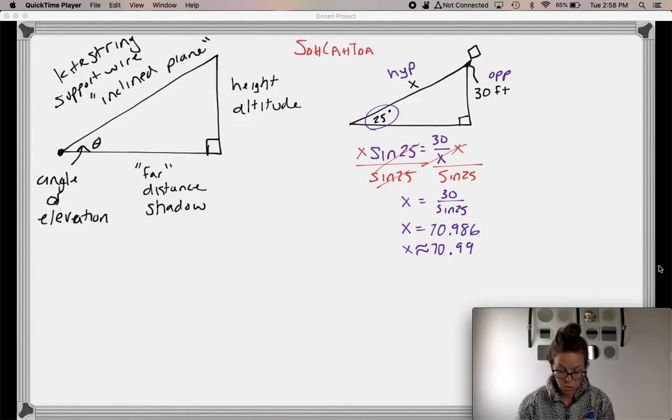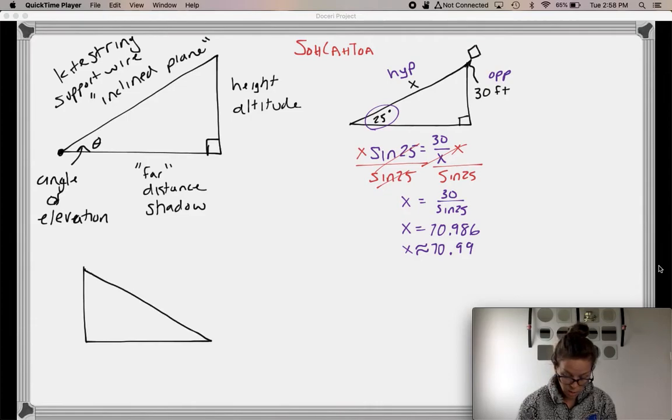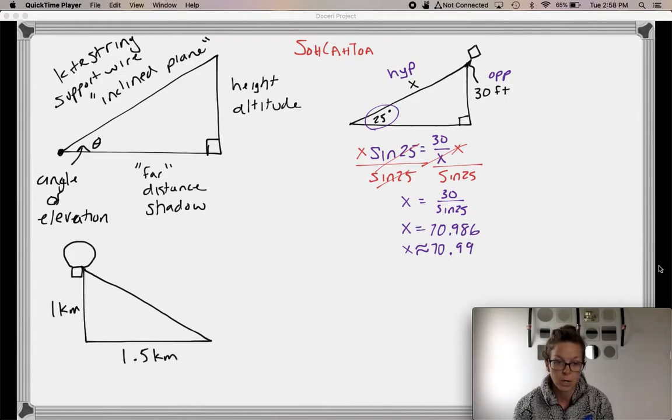Okay, so now I'm going to go fly a hot air balloon. I've never done that before. I don't know if you have. Sounds fun. So we've got a hot air balloon. Art skills, right? This hot air balloon is 1 kilometer above ground. And I know that the launch point was 1.5 kilometers away from where I am. So what is my angle of elevation? Angle of elevation there in the corner.